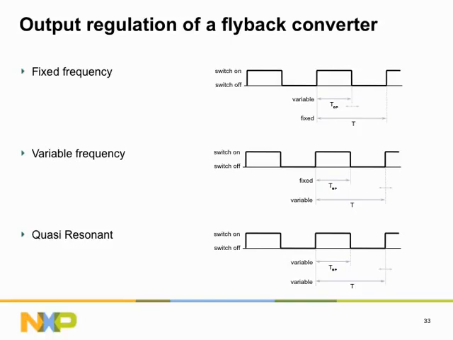A second method would be to keep the energy packet size constant and to transfer more or fewer energy packets per unit time in order to realize the desired output power. In this case, T on is fixed and T is variable. The third method is to vary both T and T on using a smart strategy. In this way, a so-called quasi-resonant mode of operation is achieved. More details about quasi-resonant mode will be given in the subsequent course module.